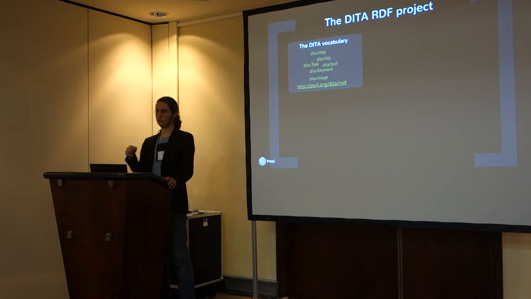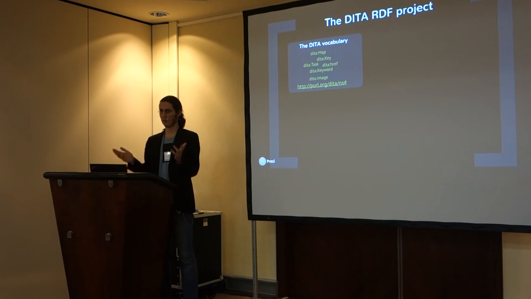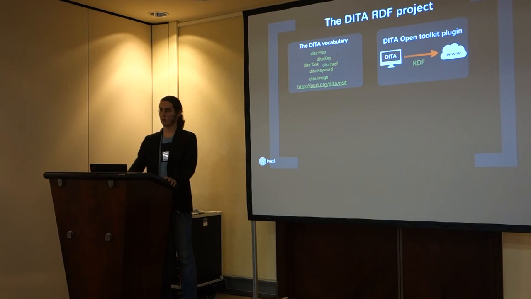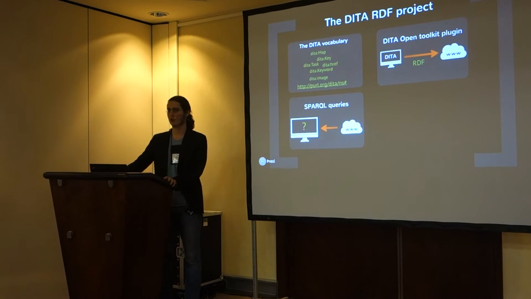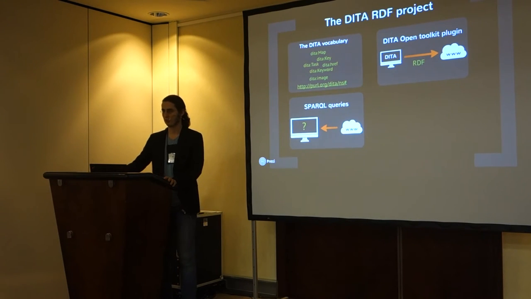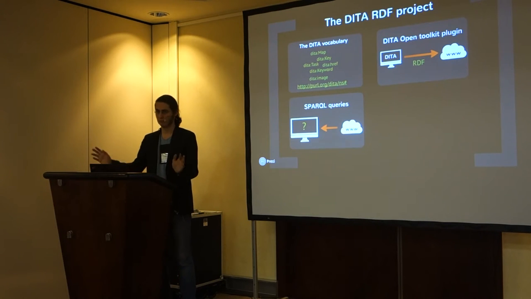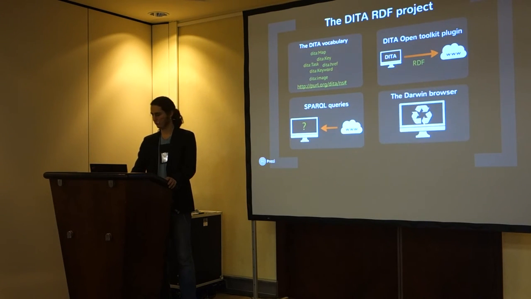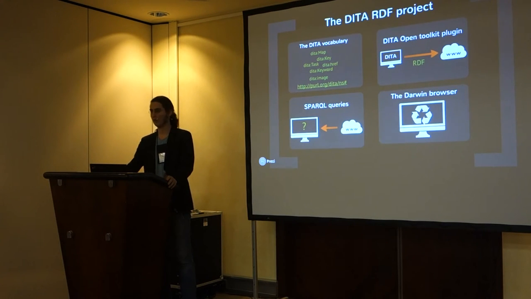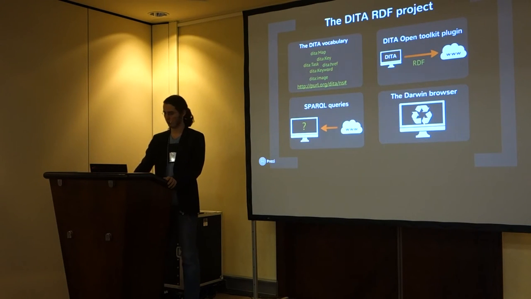It has a translation of the DITA language reference in RDF, so as a graph instead of DTDs and schemas. There is the DITA Open Toolkit plugin, which is the core element to enable the RDF extraction. I provide some SPARQL queries. SPARQL is the query language for RDF that you can use to query your DITA metadata and get information like statistics. And finally, the Darwin browser, named like Darwin Information Typing Architecture. The Darwin browser is a web app to browse the DITA metadata, and I will show it to you in a second.